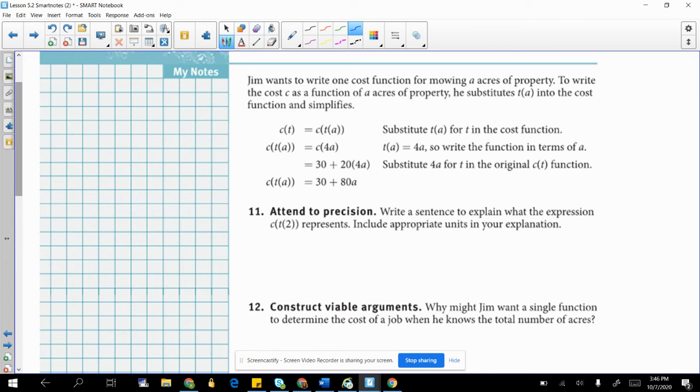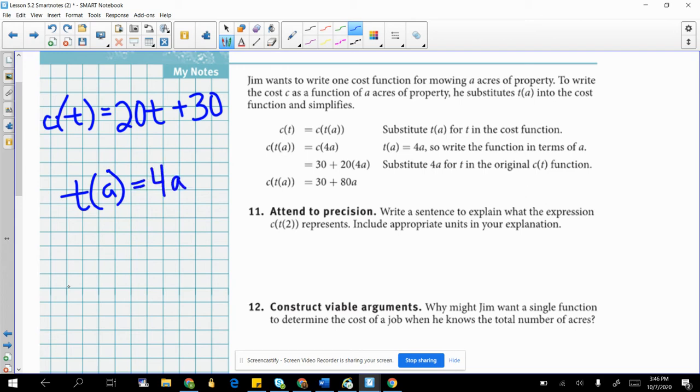So it says here, Jim wants to write one cost function for mowing A acres of property. To write this, remember, we had our two functions, C of T, which was 20T plus 30, and we had T of A, which was 4A.